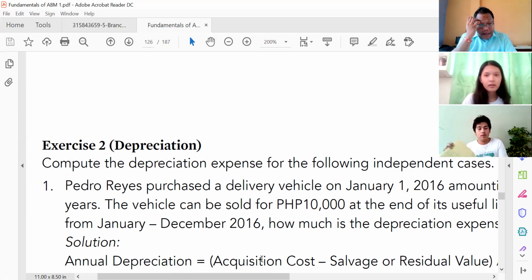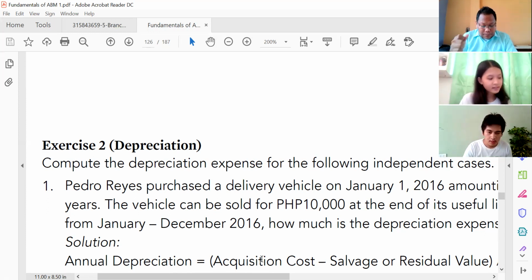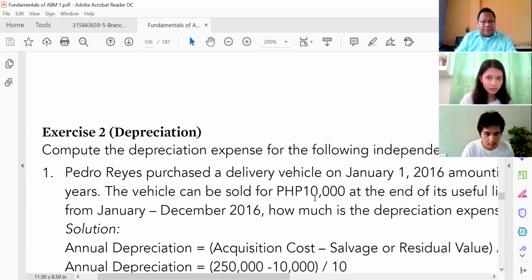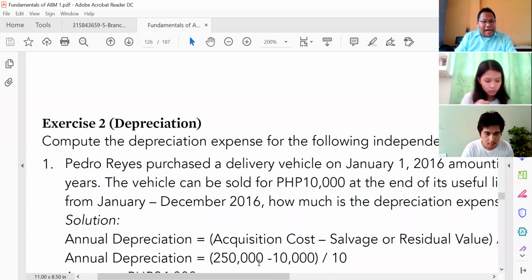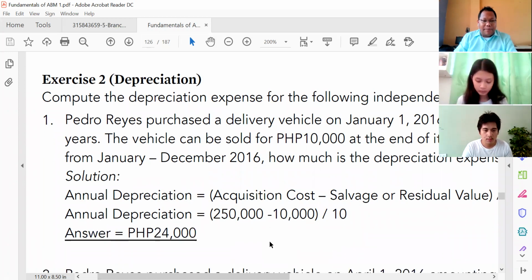What's the depreciation cost? 24,000, sir. Look at the computation: 25,000 minus 10,000 divided by 10 years. Answer is 24,000. Correct. Let's go to number 2.